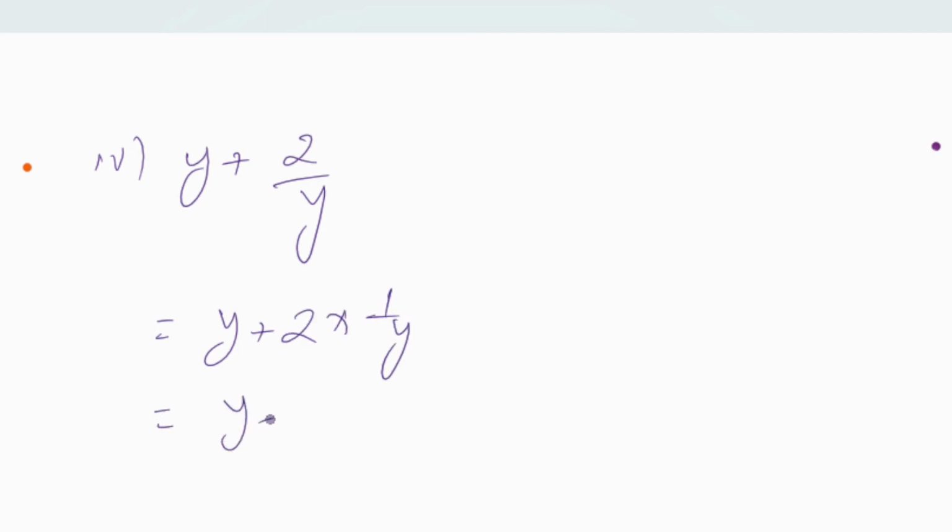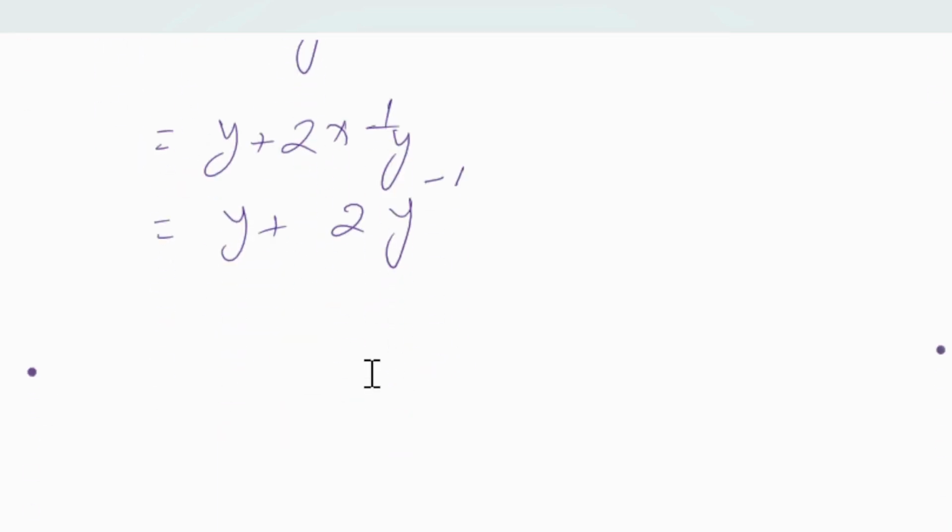Let's do number 4. y plus 2 by y. See, this again I can write like this, y plus 2 into 1 by y. This will come as y plus 2 into y to the power minus 1. 1 by y is y to the power minus 1. So this gives me, again, the power of y is a negative number. It is not a whole number. So this is again not a polynomial.